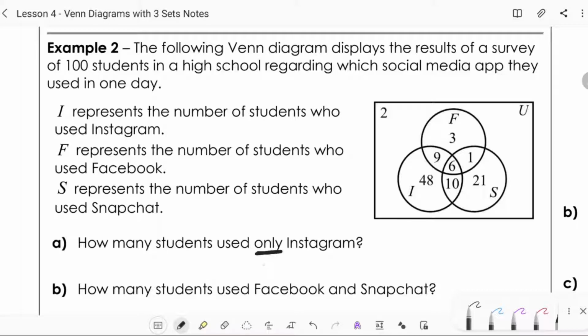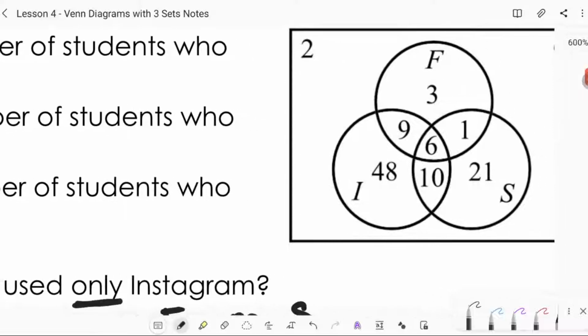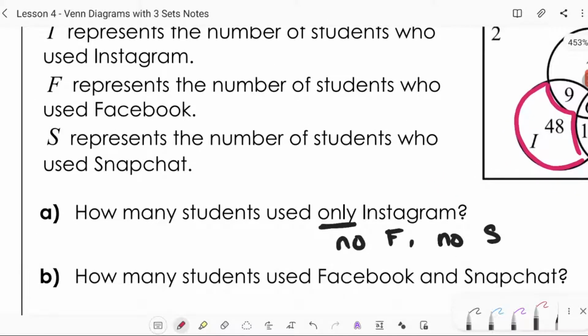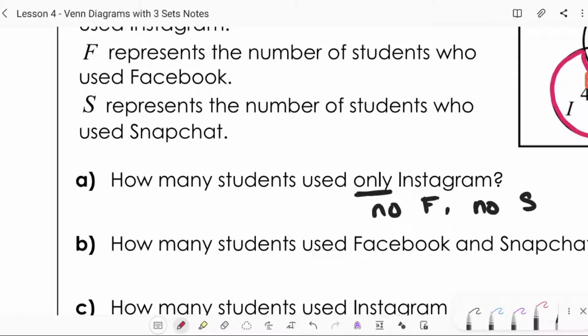So that's telling me no overlap, right? No Facebook, no Snapchat. So if I'm looking at my Instagram circle over here, this whole set, these are everyone who used Instagram. If I want only Instagram, I can't think about the shared Facebook. I can't think about the people who use all three apps, and I can't think about the shared Snapchat. So I'm just worried about this 48 out here on the side. So this would be the number of students who used only Instagram. And it looks like we had 48 students.